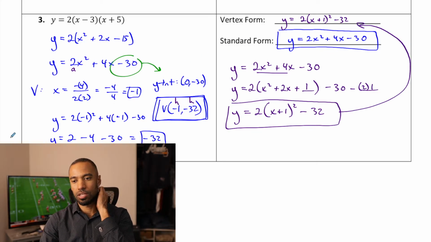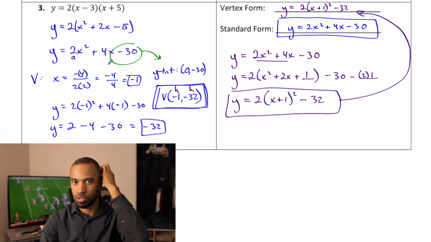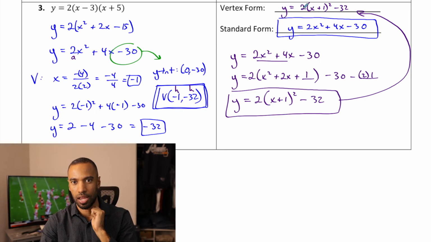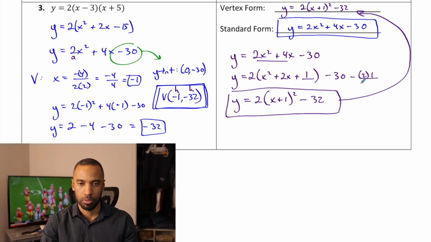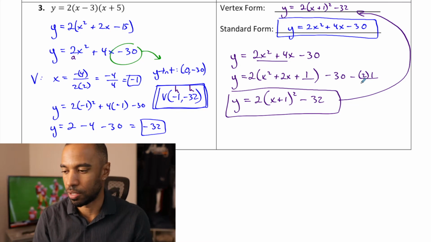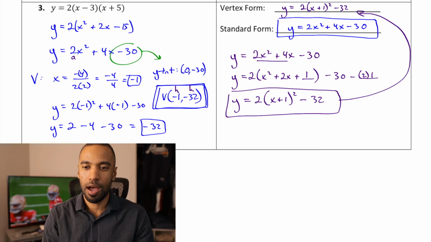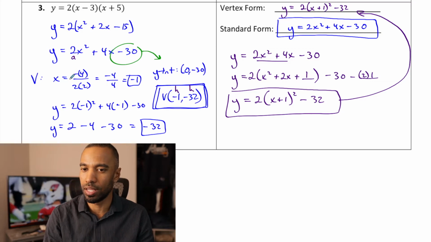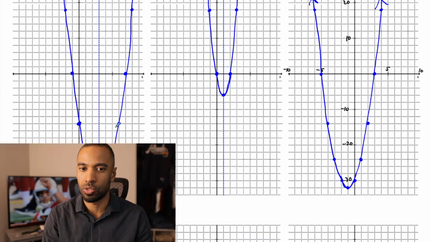You can use the HK, you can use -b over 2a to get the vertex values if you'd like to. Make sure you know your a value, plug it in, know your formula. Or you can complete the square and get it. I'm just confirming everything there. And I got the graph in. So that's 3 problems down so far. I got 3 more to go. So hopefully you enjoyed these graphs right there.